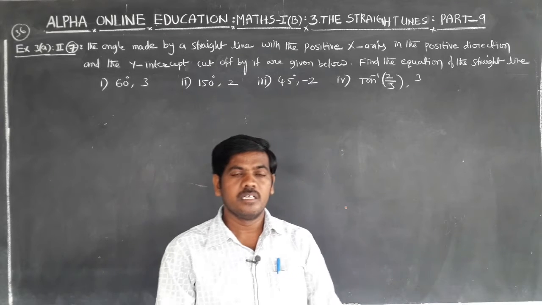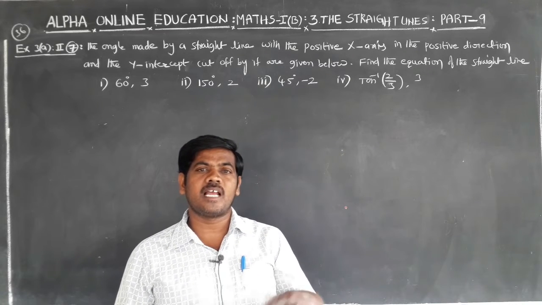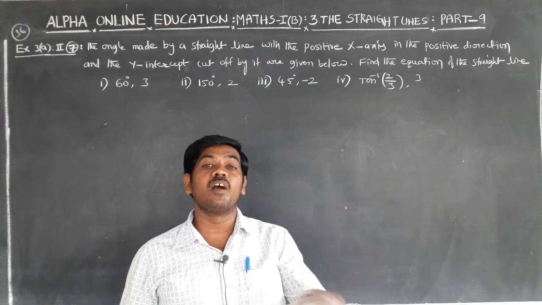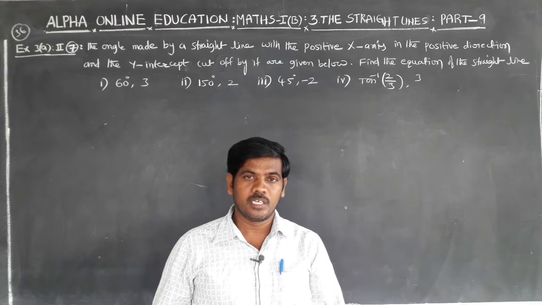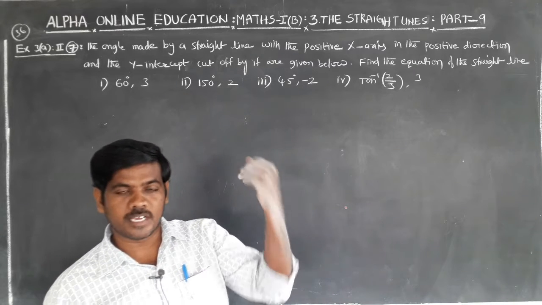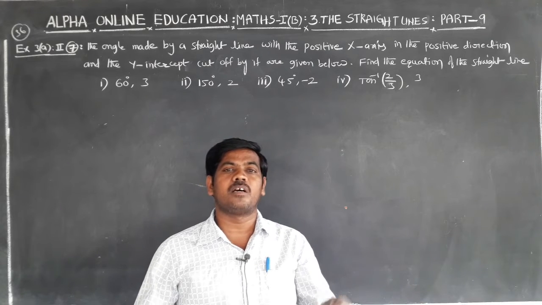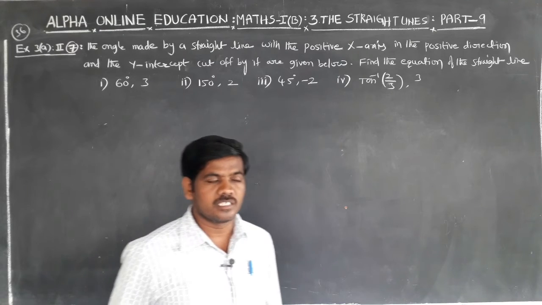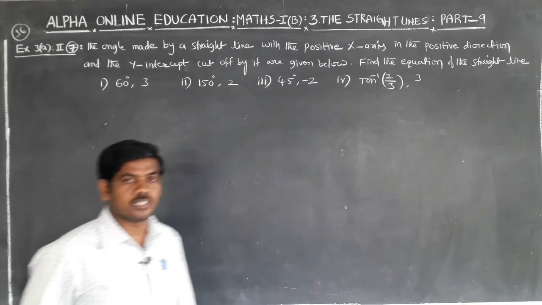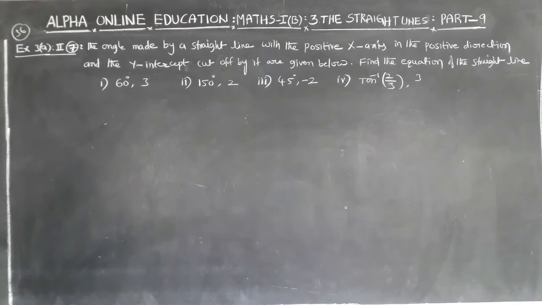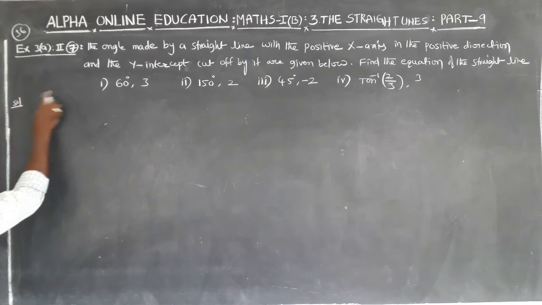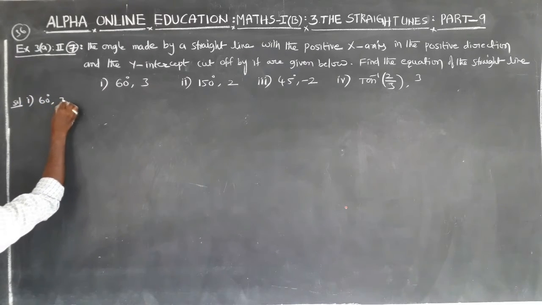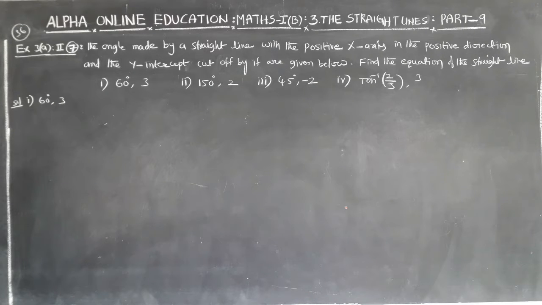Here given that a straight line makes an angle theta with a positive x-axis and y-intercept are given below. Here find the equations of the straight lines. Here totally 4 problems are there. First one is 60 degrees, comma 3.